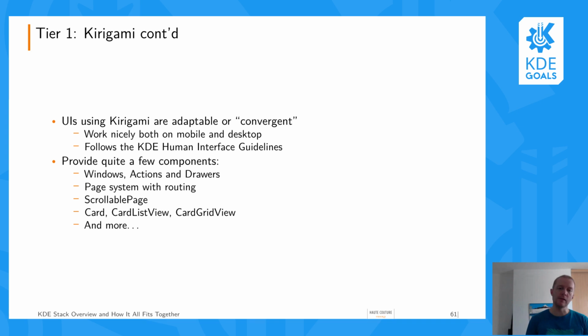The goal for Kirigami and the API it exposes is to make it easier to make adaptable, or what we call convergent applications, to make them both work nicely on mobile and desktop, or intermediate on tablets. And they try to follow the human interface guidelines, even though they are getting updated right now. There's quite a few components being provided, like windows, actions, drawers, the page system with routing integrated, scrollable pages, card lists, card grid views, and so on.